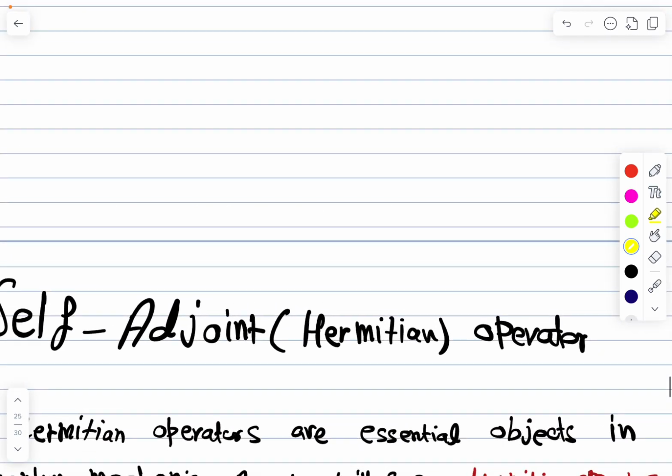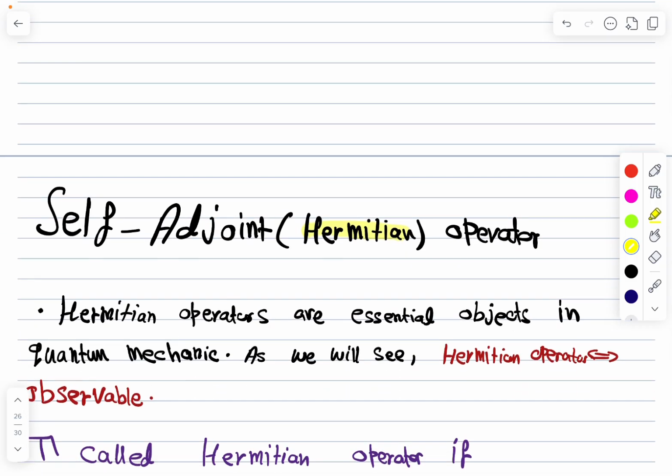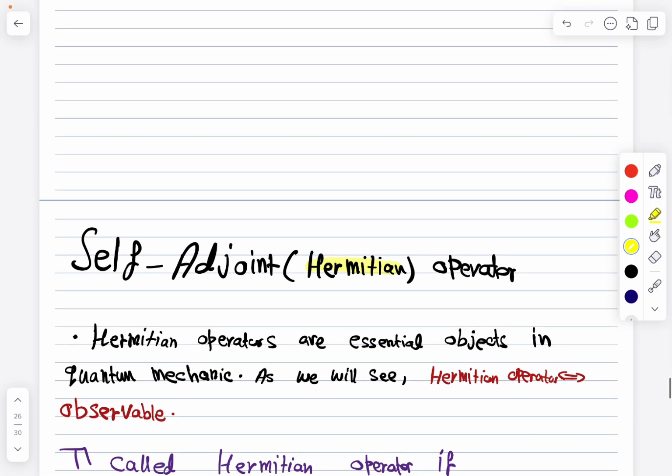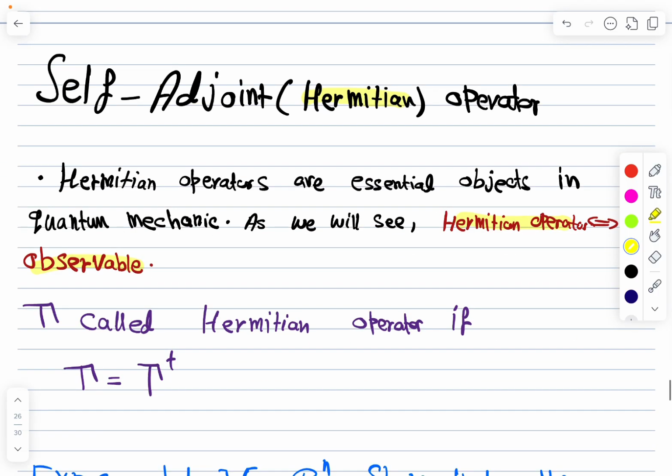Now we take an important subset of the operators, which is called the self-adjoint or Hermitian operator. Usually in physics we call it Hermitian. Hermitian operators are essential objects in quantum mechanics, as we will see inshallah. If you have a Hermitian operator in quantum mechanics, that means you have an observable, a quantity that we can measure. If you have a quantity that we can measure or observe, then it has a corresponding Hermitian operator. So that's why it's essential in quantum mechanics.